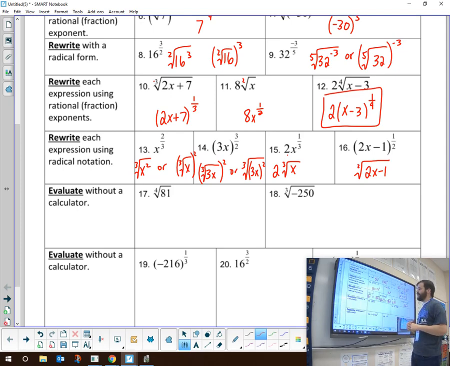Now, let's take some time to evaluate these with or without a calculator. So here, to remember, to evaluate these without a calculator, we are going to cake it. Now, the number that we have to circle to bring a number to the outside is going to be whatever my index is. So for instance, number 17 here, we're going to start with 81, and I'm going to cake it. So I'm going to go 81 divided by 3 is 27. 27 divided by 3 is 9. 9 divided by 3 is 3.